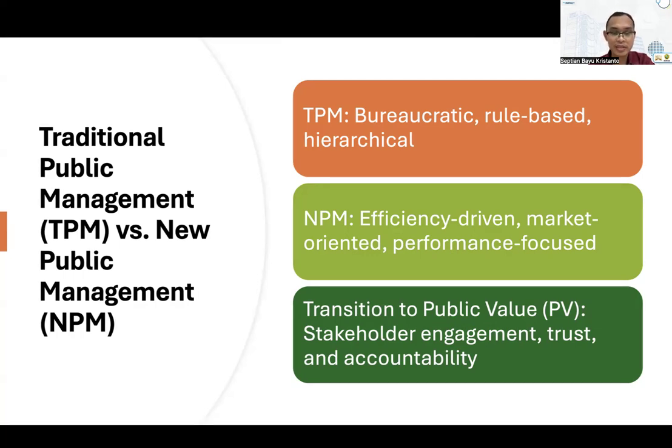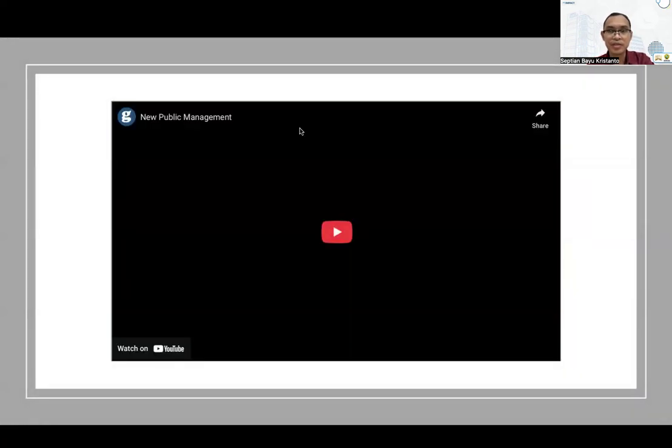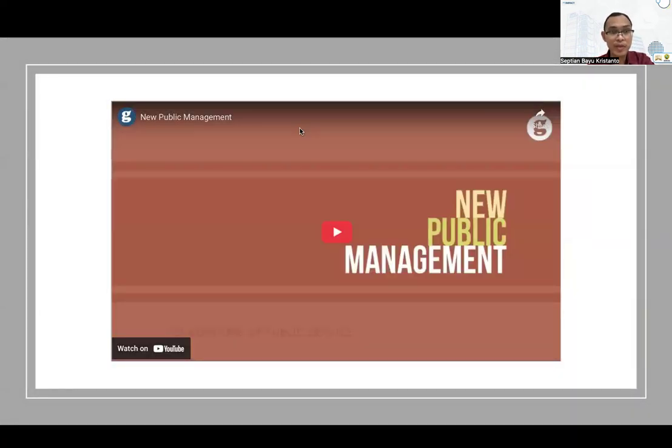This transition is called public value, because citizens need engagement, supported by high trust and also accountability from the bureaucracy to the citizens. To know what the new public management is, let's take some time to watch the definitions of new public management.